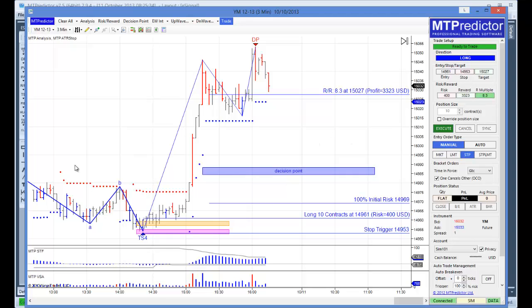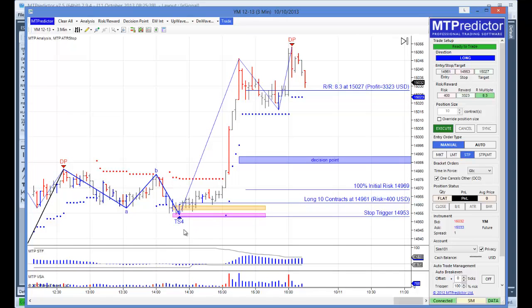But either way, it was a very, very good day for MTPredictor yesterday, because all three US E-minis, the YM, ES and NQ, all had TS4 buy setups just before this strong rally coming up into late afternoon. So whichever way you're looking to manage this, you should have had some profits there as the market rallied.